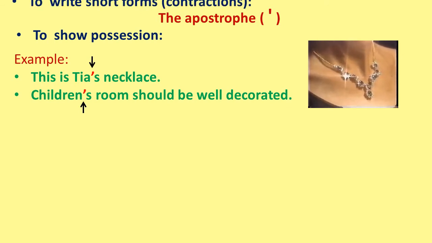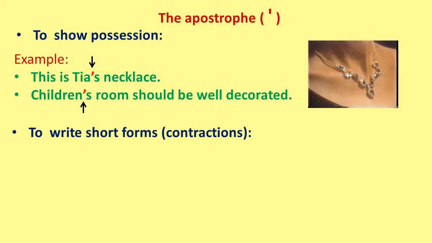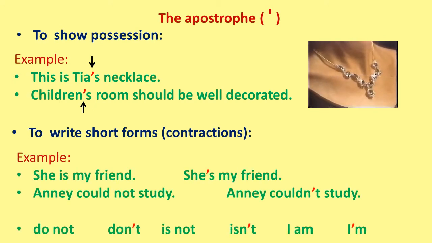Apostrophes are also used in contractions, means to show that a letter or some letters are missing when the word is made shorter. For example, instead of writing she is my friend, we usually write she's my friend. Or instead of writing Annie could not study, we just write Annie couldn't study.